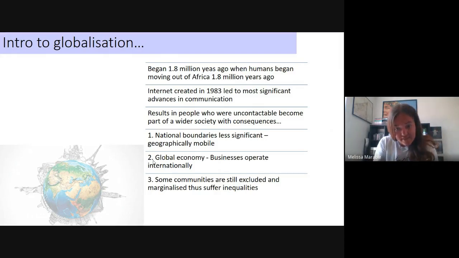Because of the internet, people who previously were uncontactable are now part of a wider world, a wider society. And we've got 3 key consequences. 1, national boundaries are now less significant. So we are now becoming geographically mobile.